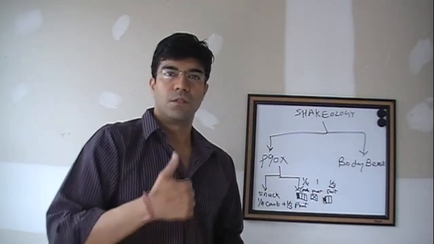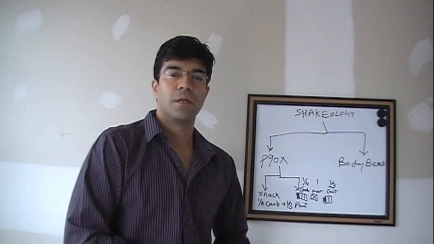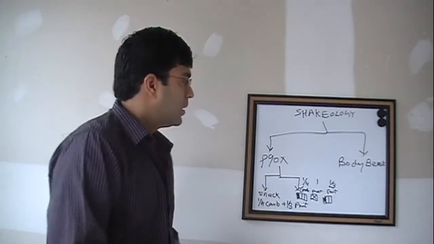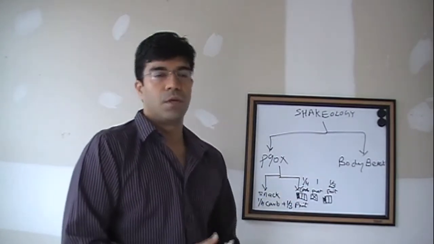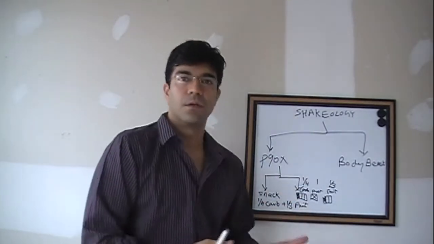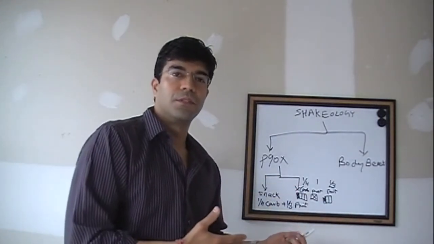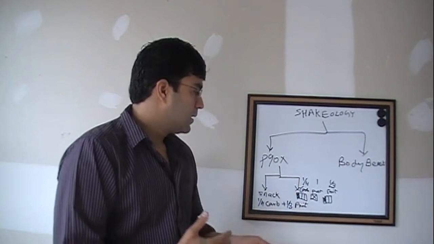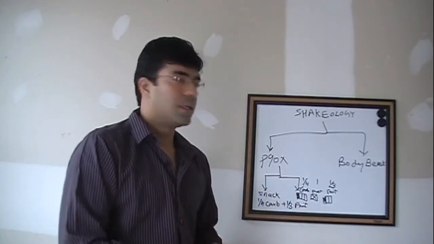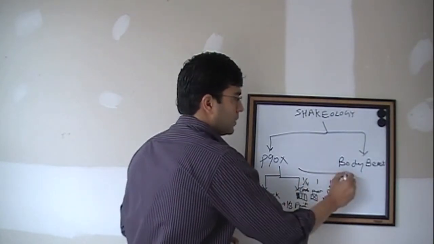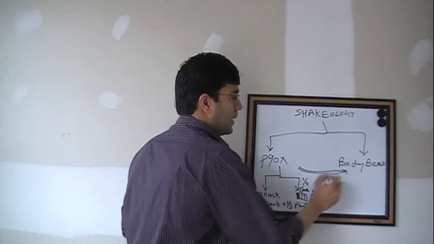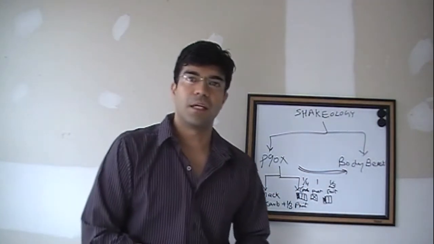Okay, so that explains the P90X part. You can use the same logic towards Body Beast as well. So there you go. You have the calculation now, and if you read the Body Beast nutrition guide, you will realize that the logic more or less will be the same. You can use the same logic towards Body Beast and get your nutrition set.